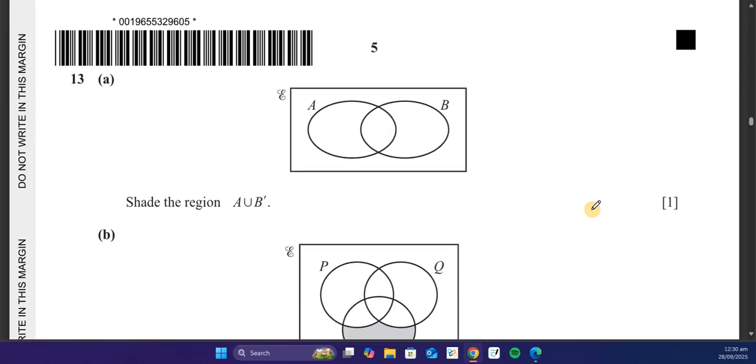Alright, question number 13. Shade the region A union B. Okay, so basically we need to shade the region A union B. So what would that be? That would basically be that we need to shade A, okay, and we need to shade the region that is not B. Okay, so A and the region which is not B. Okay, so that would mean the whole of this region.